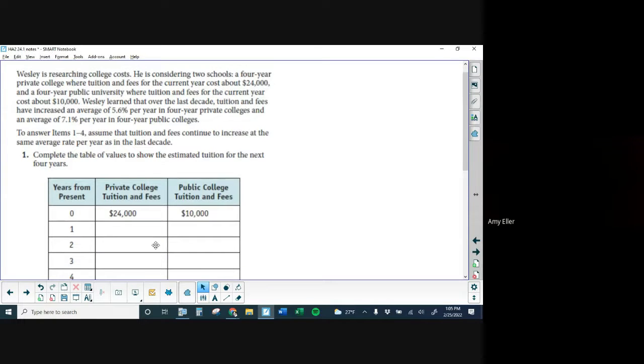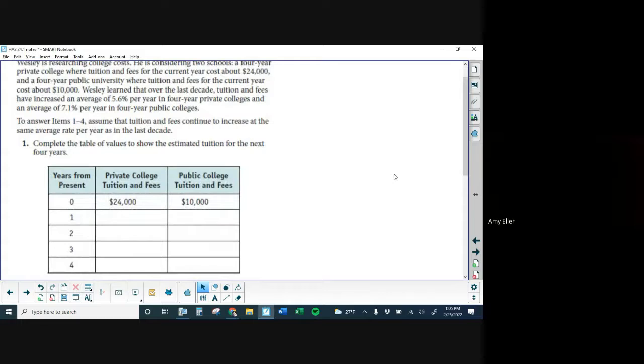So we have the starting amount of $24,000. We'll work with just the first column. That is for private colleges. Let's read what it says about private colleges. Average of 5.6% per year increase for private colleges. So how do I find the new amount for next year?